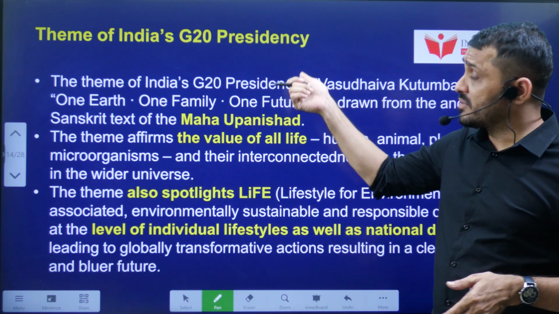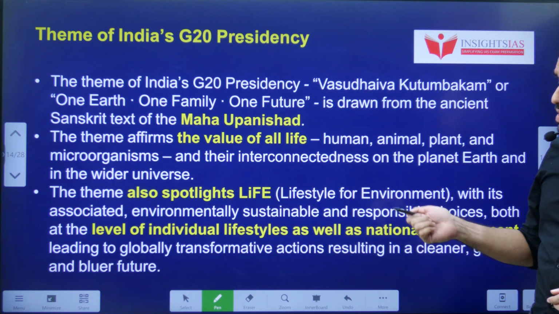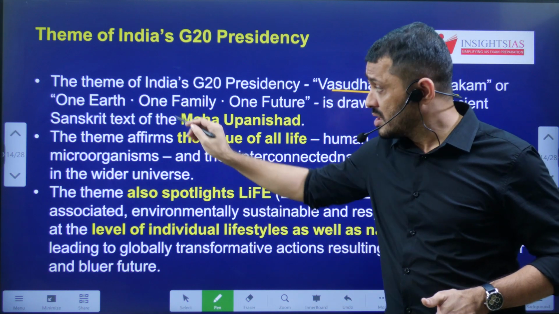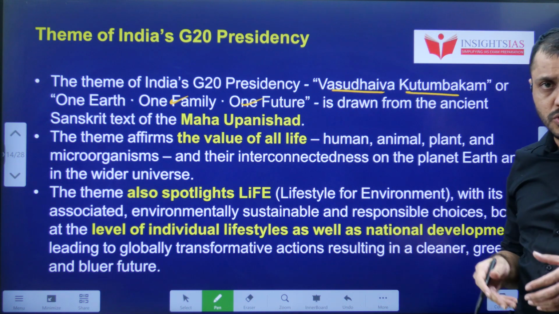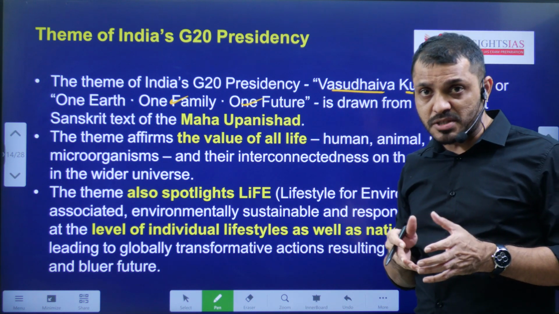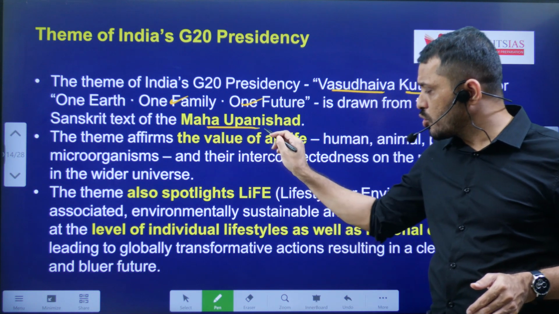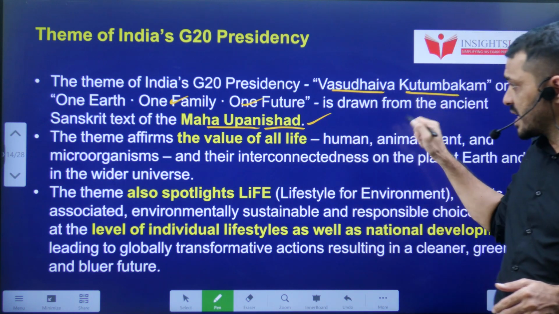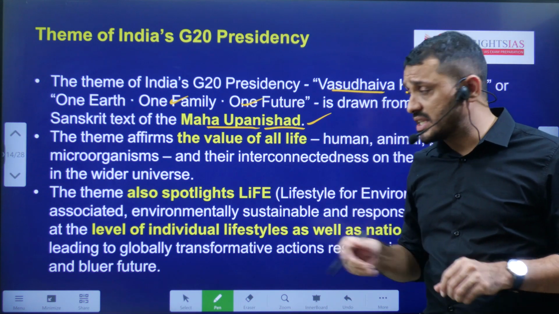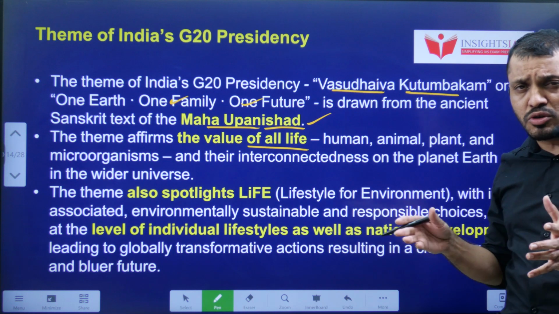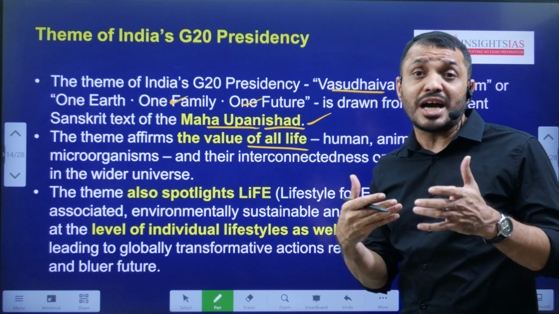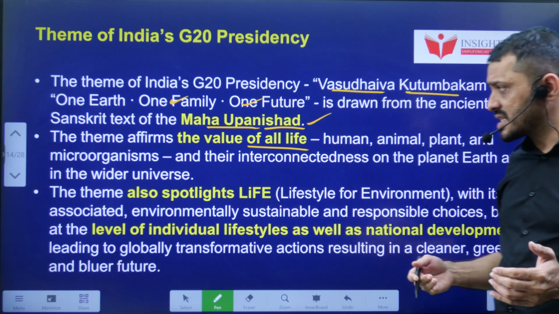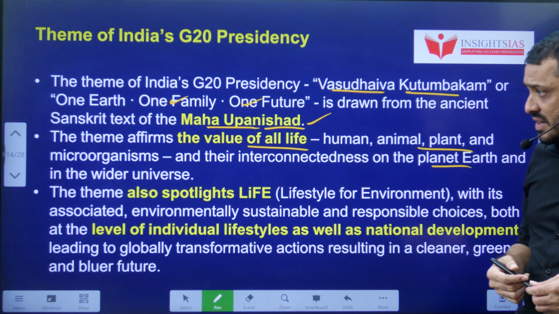Then, the theme of this year's G20 presidency. The theme is Vasudhaiva Kutumbam. In English, we can say it as One Earth, One Family, One Future. We borrowed this concept from the Maha Upanishad. The theme reflects the value of all life. Vasudhaiva Kutumbam is about giving value not only to fellow human beings, but also to animals, insects, plants and everything.